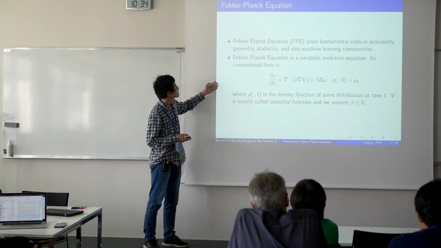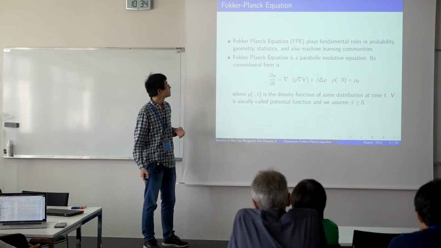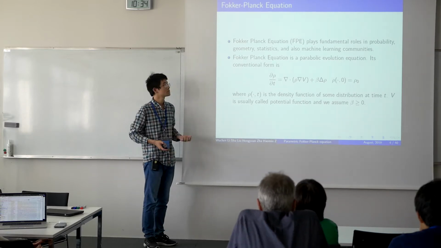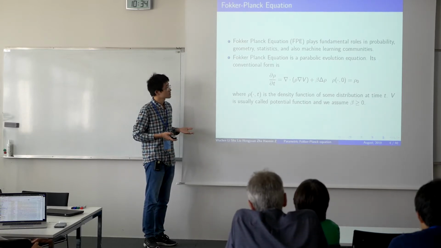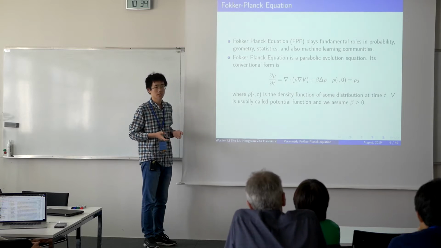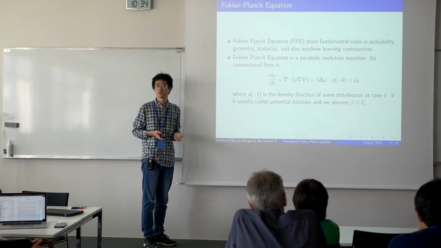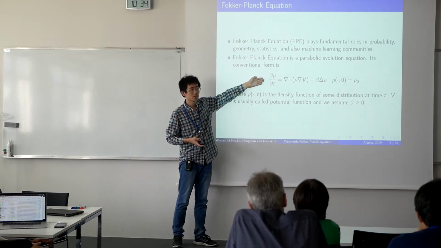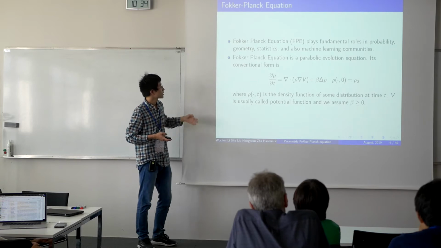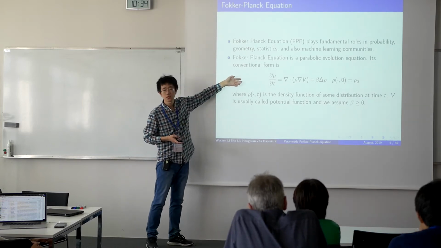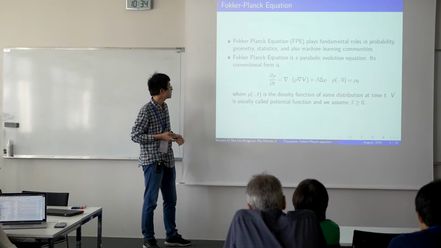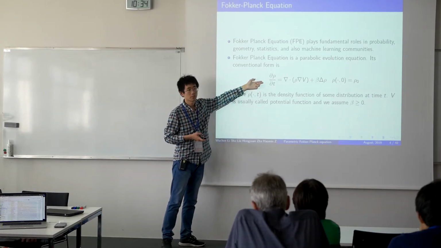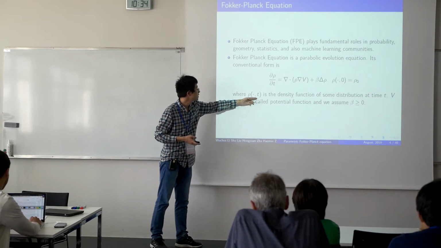Okay, so first is some backgrounds of Fokker Planck equation. Fokker Planck equation is a very important equation used in physics and statistics and also geometry. And recently it has also drawn the interest of machine learning community. So this is the conventional form of linear Fokker Planck equation. You can see it's an evolutional parabolic equation. It actually describes the evolution of the probability density, rho x t.